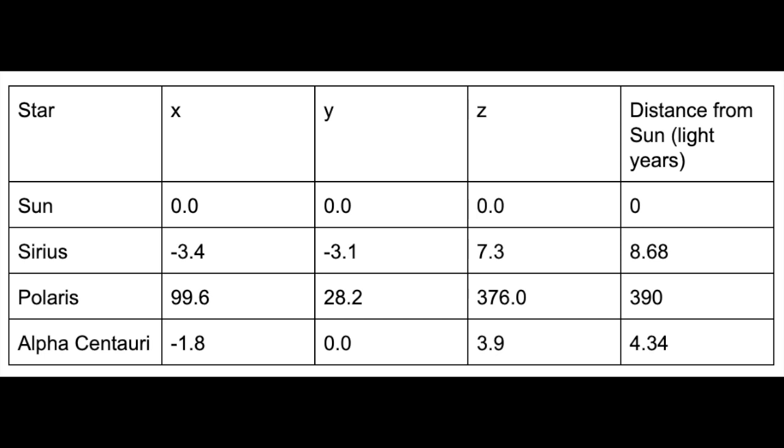Did you finish? Okay, let's take a look at the answer. From Sirius to the sun is 8.68 light years. From Polaris to the sun is 390 light years. And from Alpha Centauri to the sun is 4.3.